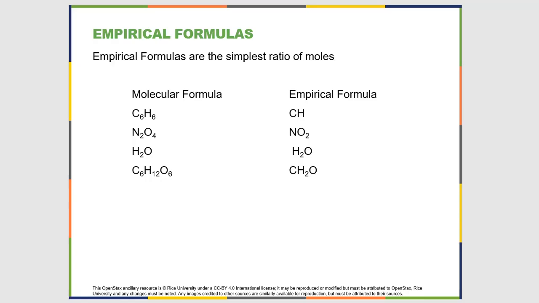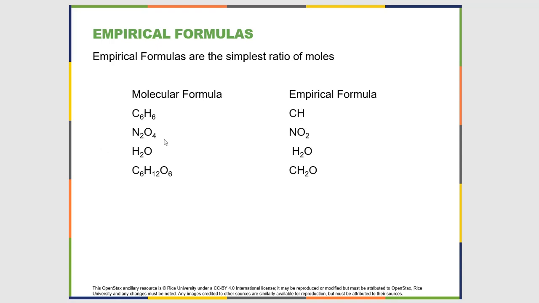I need to switch gears a little bit and talk about another thing we can find, which is empirical formula. And in the last chapter, we talked about the empirical formula as the simplest ratio of moles. So if you remember, C6H6, which is benzene, has a common denominator, 6 and 6. We divide this by 6. And the empirical formula, or the simplest ratio of moles, is CH.